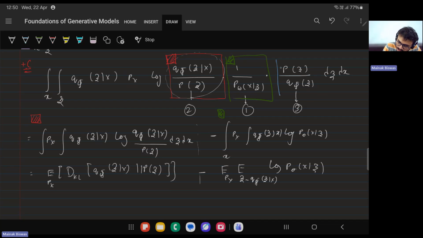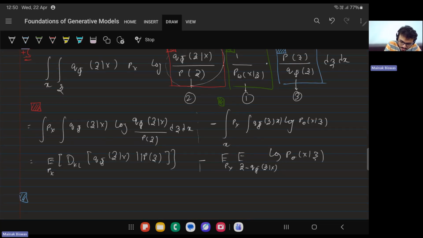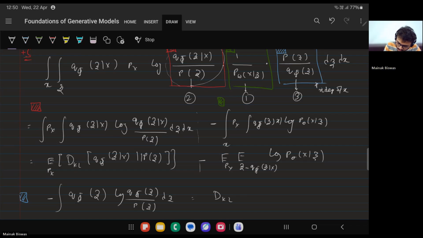And the third term over here, the blue one, I can write as the integral of q phi of z, because x will be marginalized out, because this term is independent of x, log, and you have a negative sign again, of q phi of z over p of z, which is equal to the DKL term between q phi of z, the marginal matching term, and p of z. Very good. So now I have 3 terms over here. This is negative again.